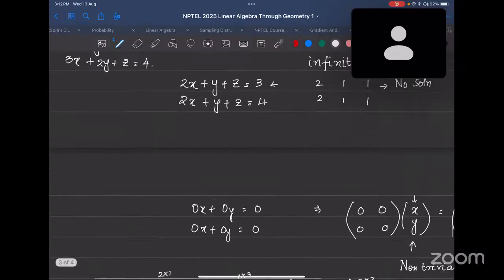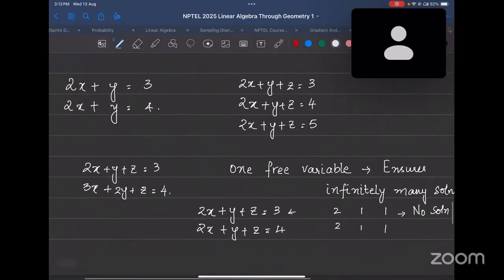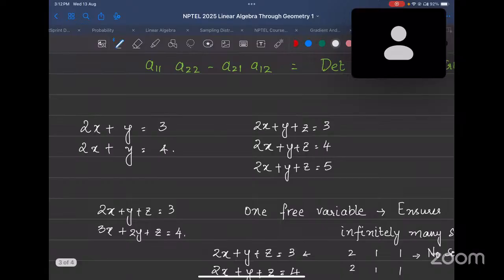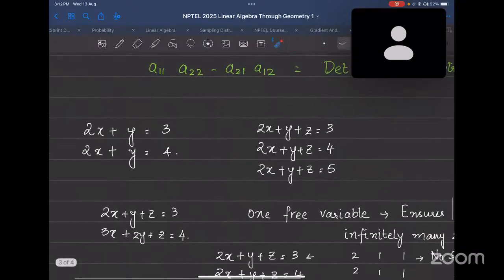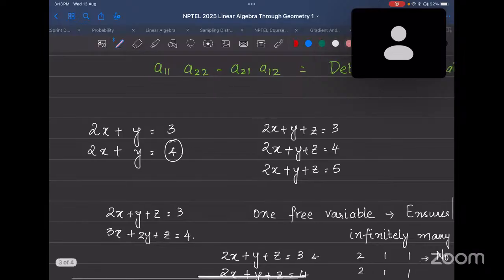For example, you look at the equations 2x plus y is equal to 3 and 2x plus y is equal to 4. This set of equations does not have a solution at all. Is that correct? Yes, sir. These are parallel lines. Exactly, by looking we can come to know. Now, if I change this 4 to 3, let me change this to 3. Now, do we have a solution?